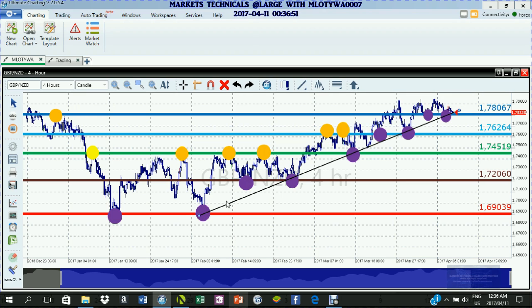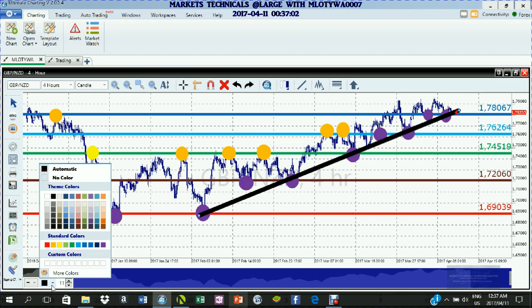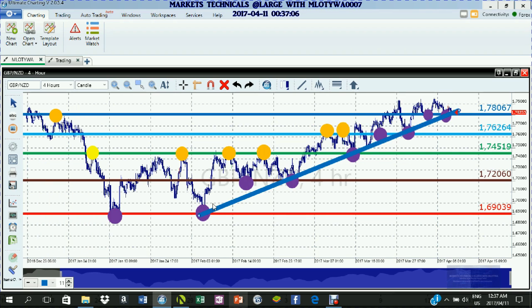Let me enlarge the trend line so that it becomes visible. You can see the trend line on top of the support points, okay? Now, what do we do after the trend line?